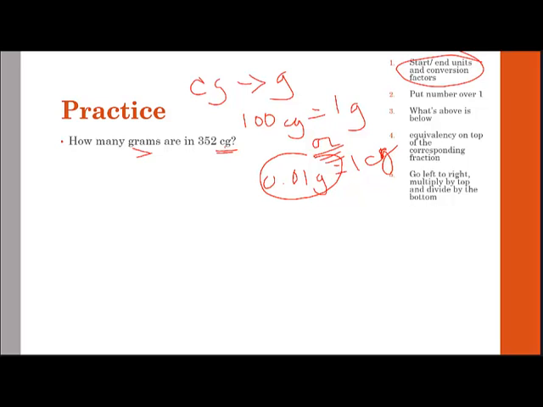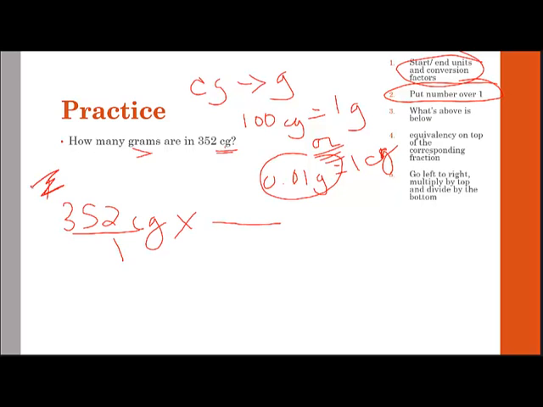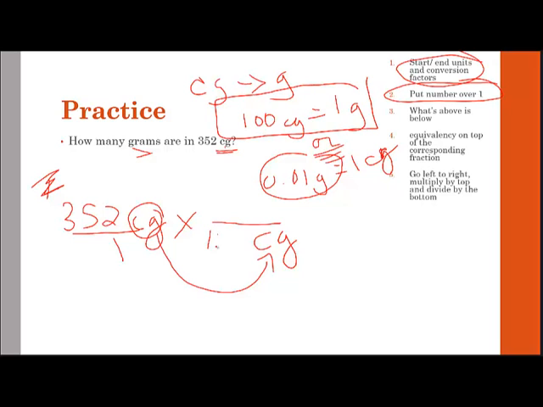So 352 centigrams over 1. Put the number over 1. Times the next fraction. We have centigrams on top. We want to put centigrams on the bottom of the next one. Look at our conversion factor. I'm going to use this one. 100 centigrams. What's above is below, so centigrams are on opposite sides. Equivalency on the top, so 1 gram. Left to right, 352 times 1 divided by 100, 3.52 grams. If you use the other conversion factor, you should get the exact same answer.